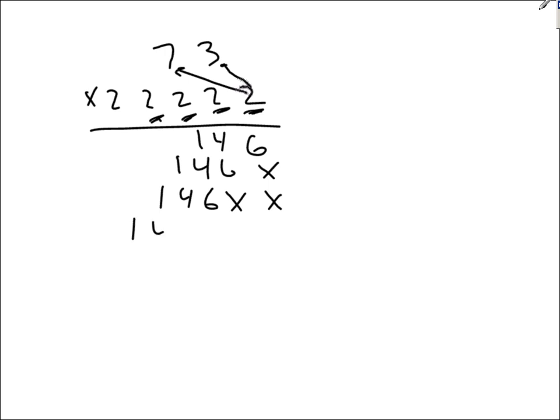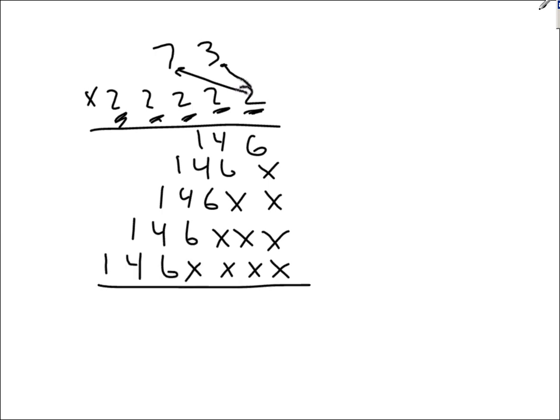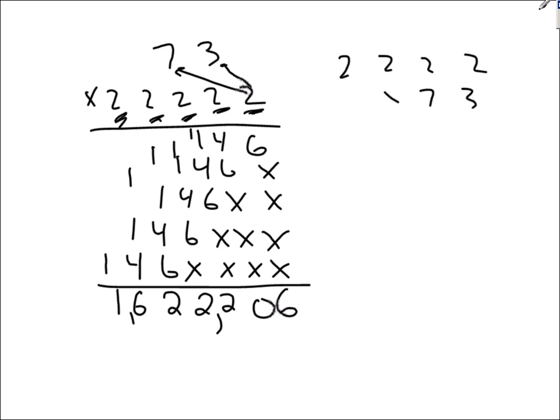This one, 146, and then 3 places. This one, and then 4 spaces, 146. It's always 146. 6, 10, 12, 12, 12, 6, 1. Here's the answer: 1,622,206.